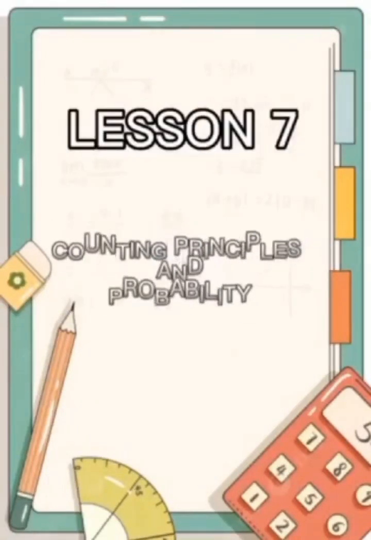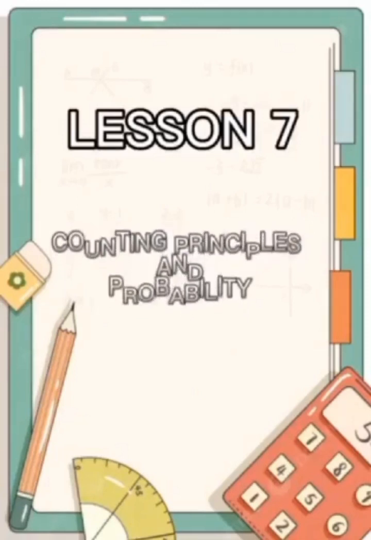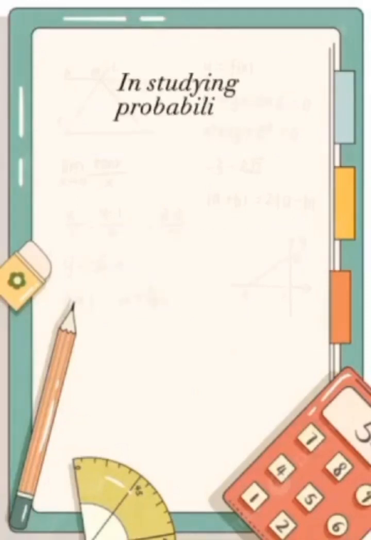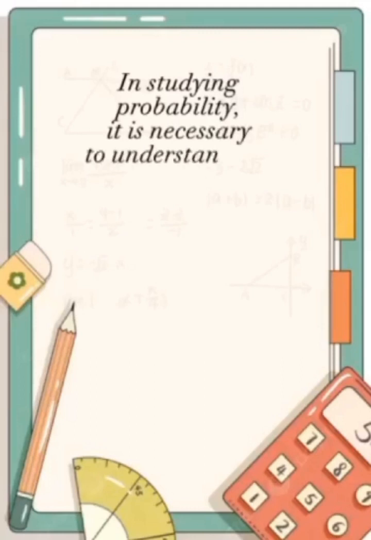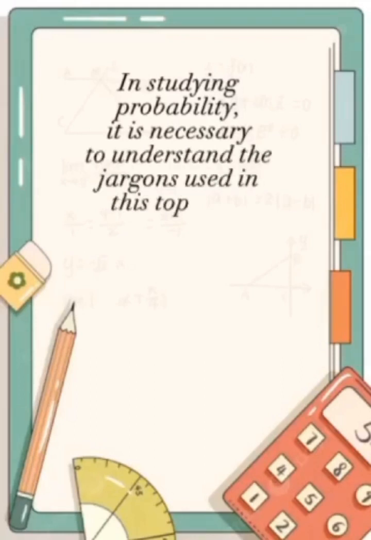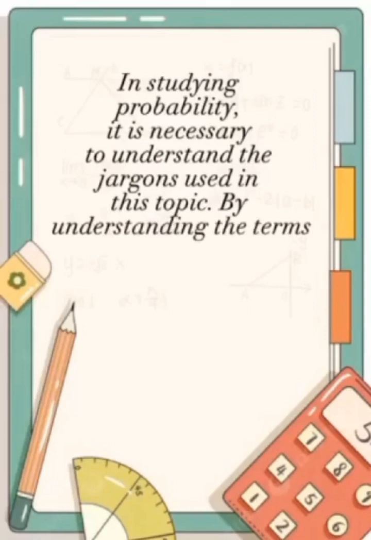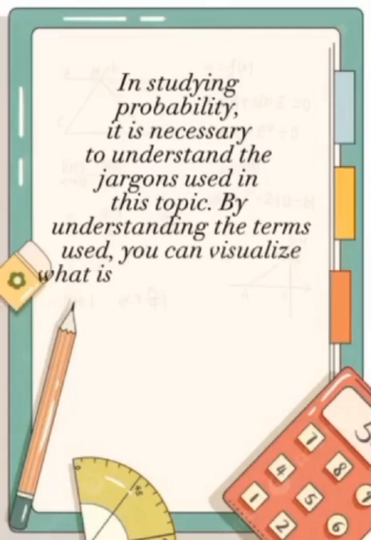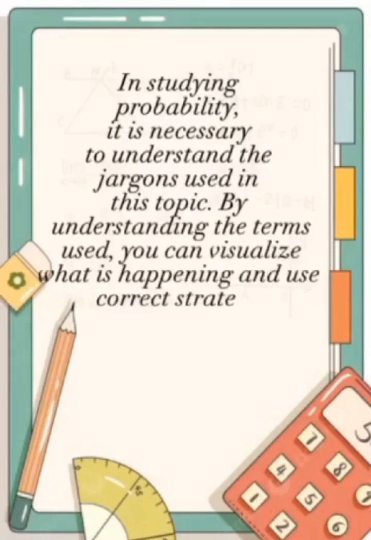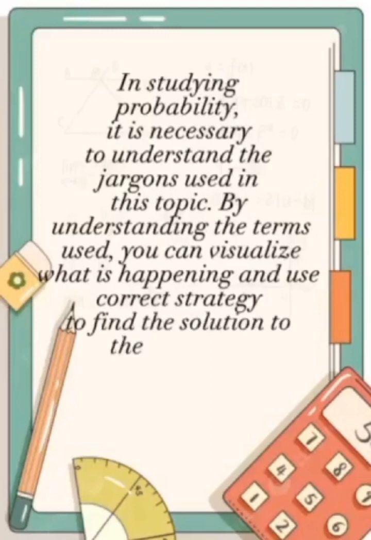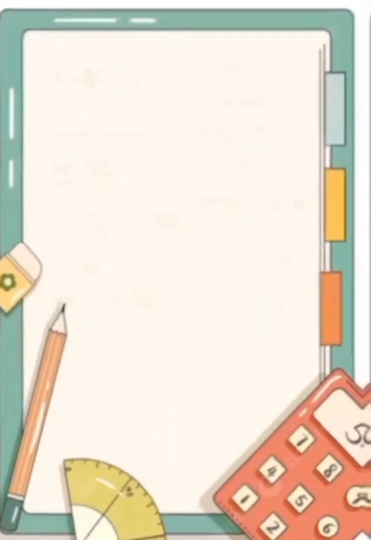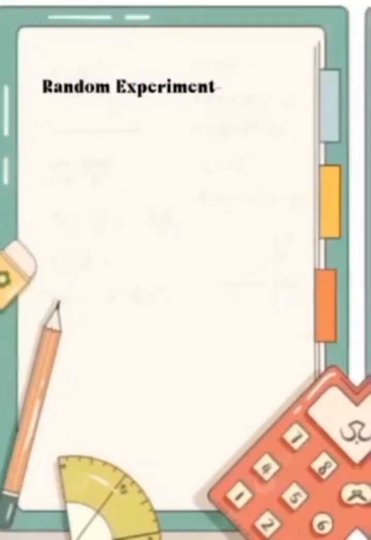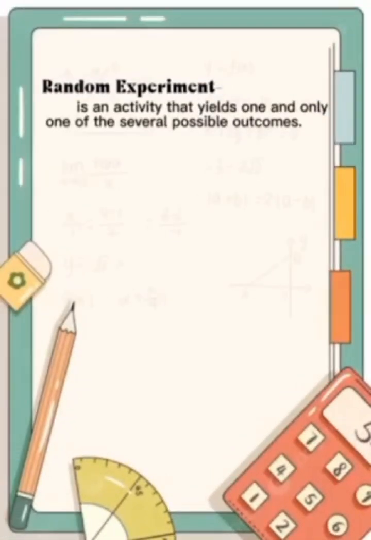Lesson 7, Counting Principles and Probability. In studying probability, it is necessary to understand the jargons used in this topic. By understanding the terms used, you can visualize what is happening and use the correct strategy to find the solution to the problems. Random experiment is an activity that yields one and only one of the several possible outcomes.